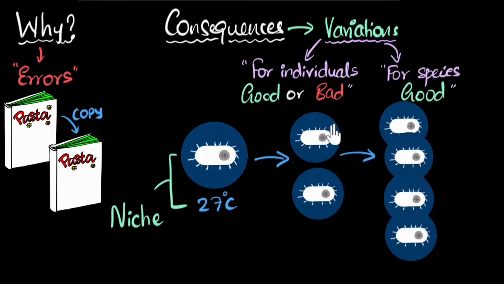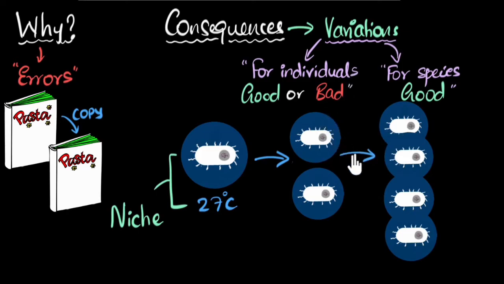But now let's think about the variations. Every bacterium will have some variations because of the errors in the DNA copying. Some of these variations might be good, or some of these variations might be harmless for this particular niche. So these bacteria will just keep on living and keep on reproducing. They will not be affected by these variations.